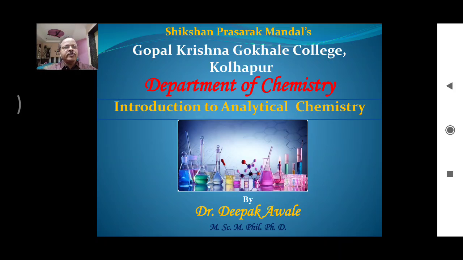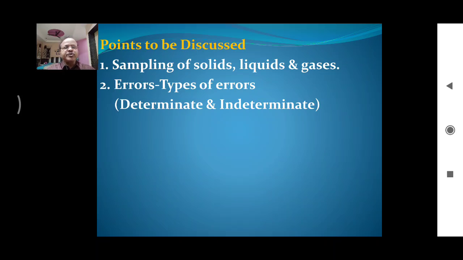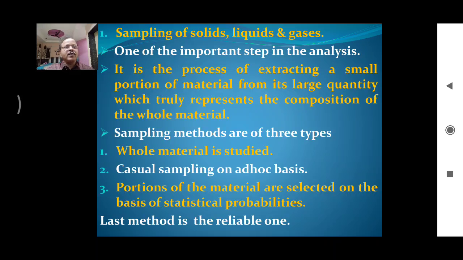So in this video we are going to discuss mainly 2 points. The first one is sampling of solids, liquids and gases, and the second point is errors, which are of two types, determinate and indeterminate errors. So these are the 2 points we are going to discuss in this video number 2. So let's begin with the first point, that is sampling of solids, liquids and gases.